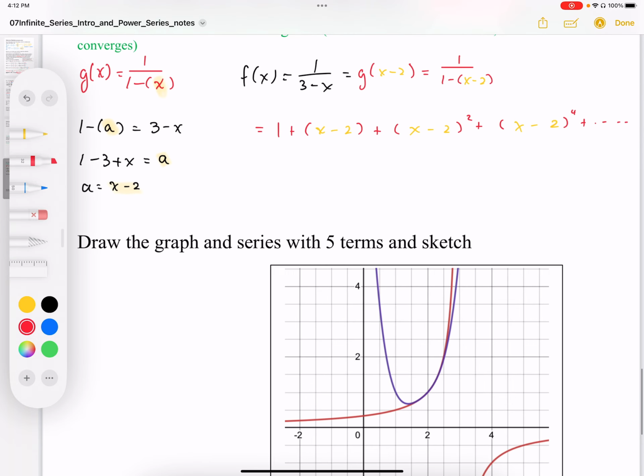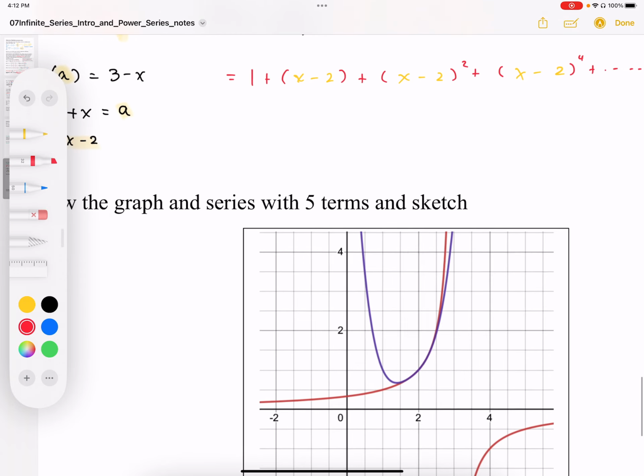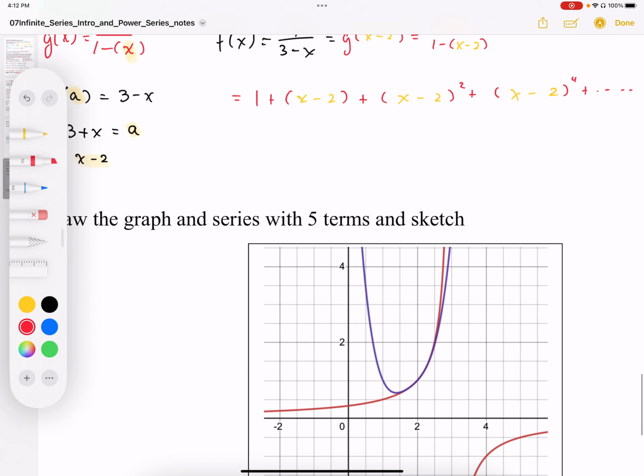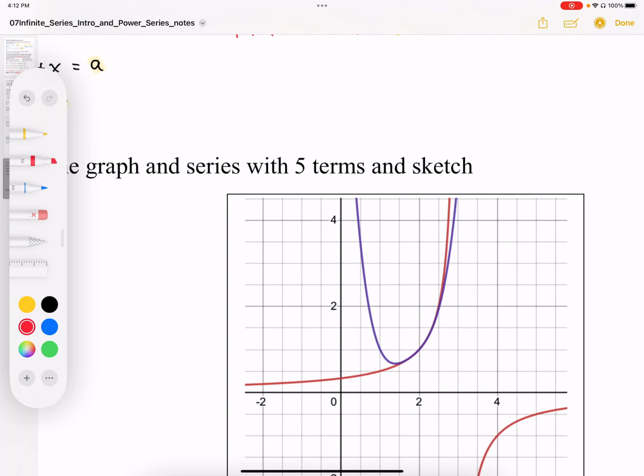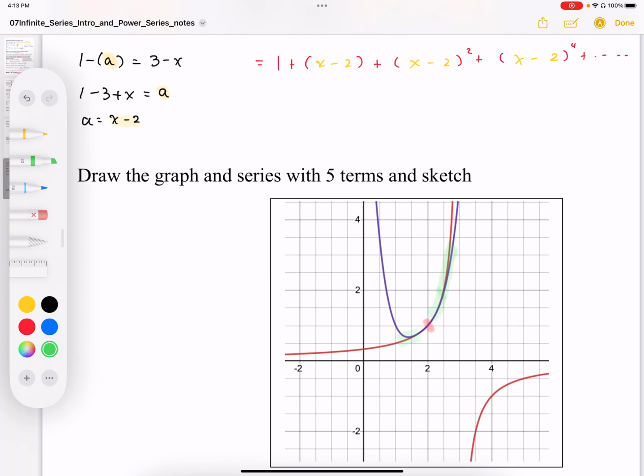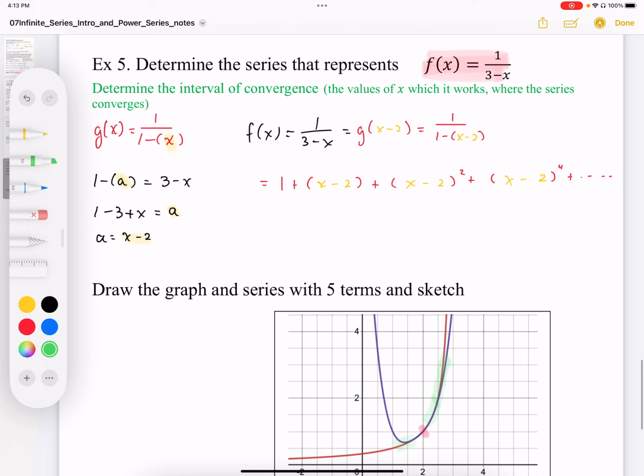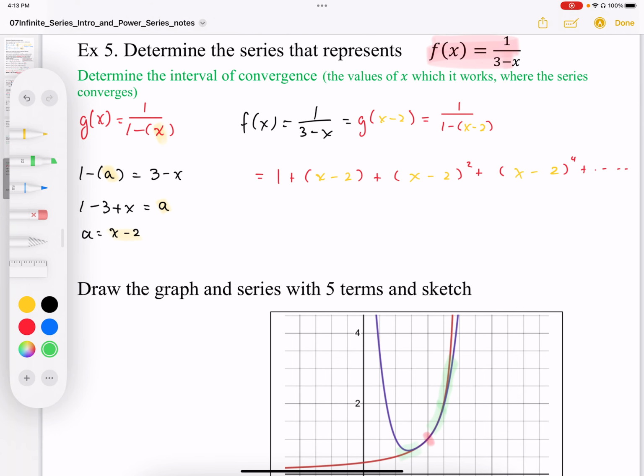It's got a vertical asymptote at x equals 3, and you can see that it's centered at x equals 2. Where the center of this is what we're going to call the center of convergence, and it looks like it's converging from maybe 1 up to about 3 or so, and that is what we call our interval of convergence. And that's going to be determined by when this series is going to converge.